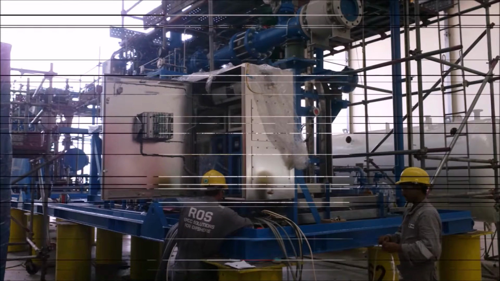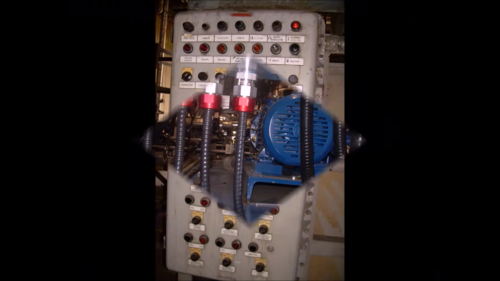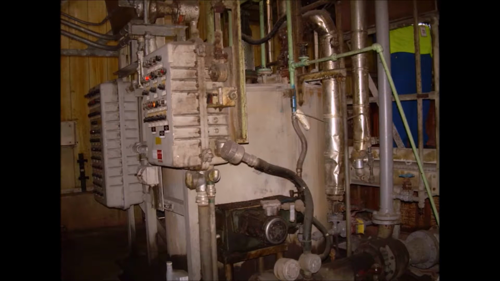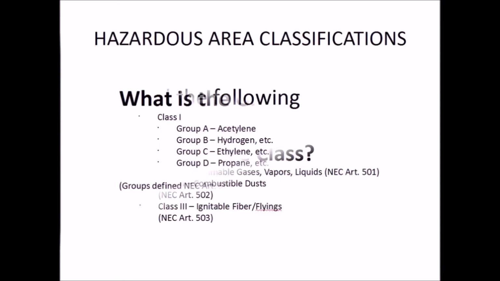In a hazardous area, we need to know the classification. In North America, the National Electric Code, Article 500, has them broken down into three classes. Class 1, flammable gases, vapors, Article 501. Class 2, combustible dusts, Article 502. Class 3, ignitable fibers and flyings, Article 503.